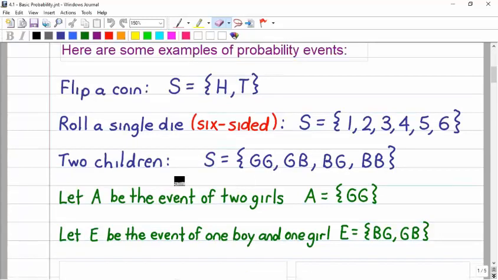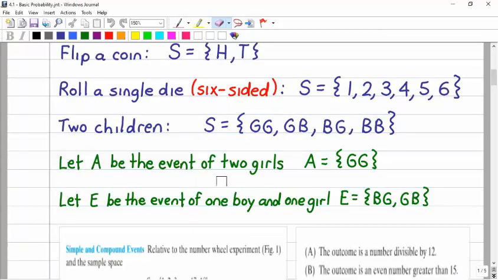Now here's a couple of events. Let A be the event of 2 girls. There's obviously only one outcome that represents 2 girls, the GG. But suppose we let E be the event of 1 boy and 1 girl. We're not specifying the order, it doesn't say 1 boy, then 1 girl. It just says a boy-girl combination. So that could be boy-girl or girl-boy.